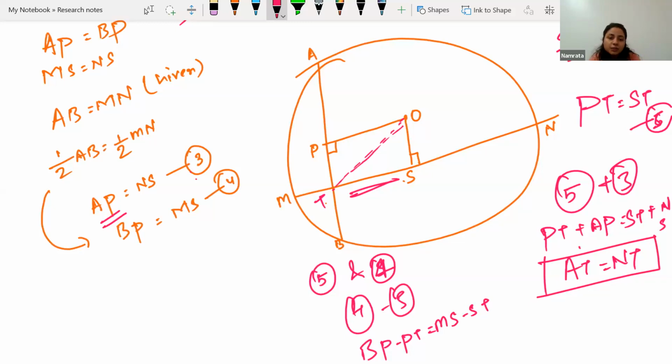Let's see what BP minus PT is. BP is the total, PT is this much, that means the result will be BT. MS is this total, ST is this much, that means MT is this much. So BT is equal to MT, we got. This is what we wanted to prove, and we are done with the proof. Is it clear now?